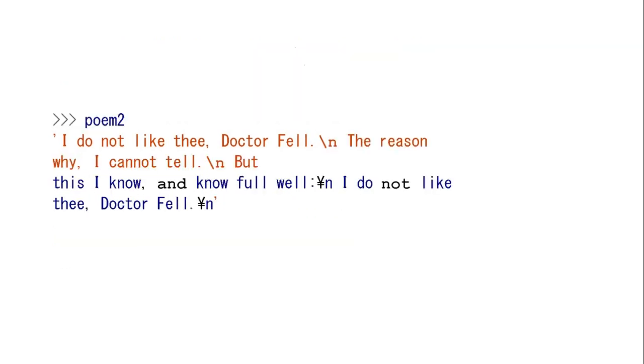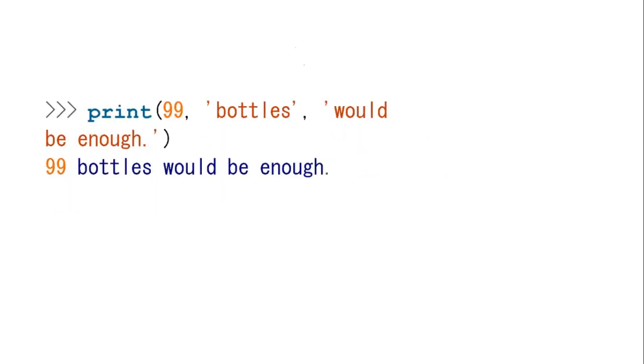But note the difference between the output of print and the automatic enclosing done by the interactive interpreter. Print strips quotes from strings and prints their content. It's meant for human output. It helpfully adds a space between each of the things it prints and a newline at the end. If you do not want the space or newline, you will see how to avoid them shortly.